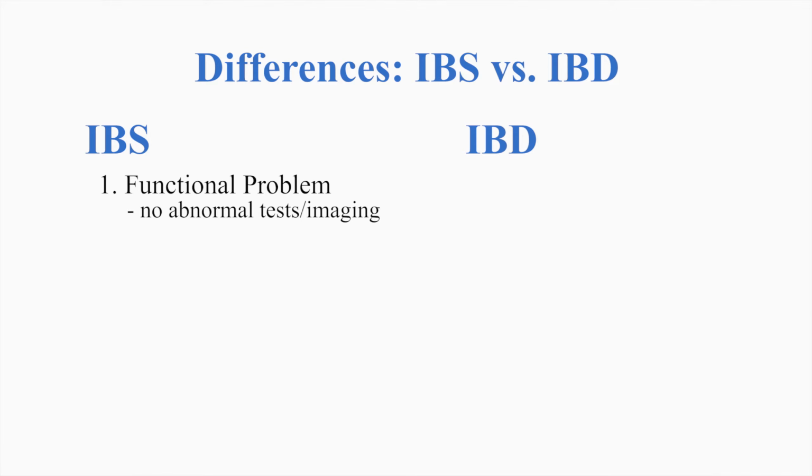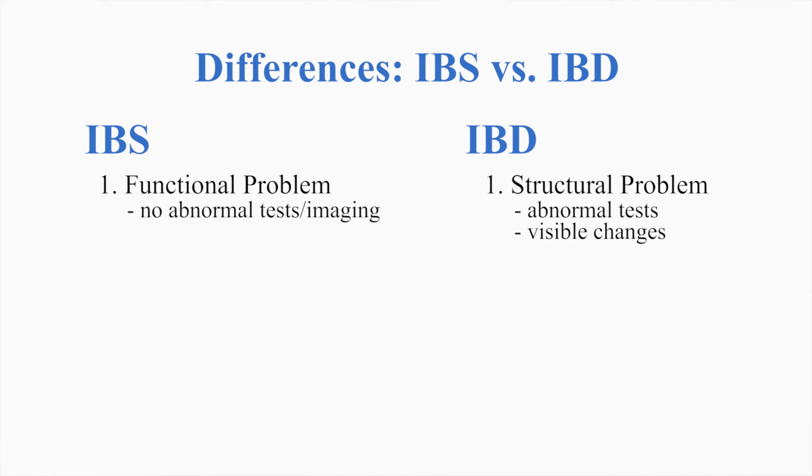This is very different from IBD or inflammatory bowel disease, in which there is a structural problem occurring within the GI tract. There's something that we see on endoscopy, there are abnormalities on blood tests, and there also may be changes on imaging that we can see. With IBD, you actually have changes within the lining of the GI tract, whether it's ulcerations, narrowings, or strictures that occur.